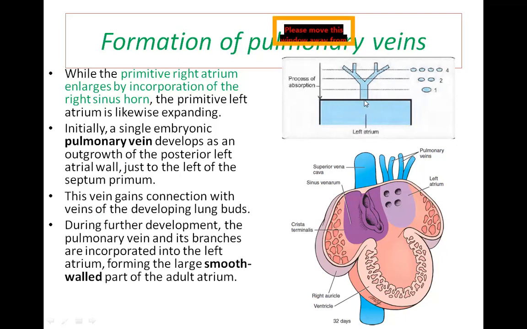So initially a single embryonic pulmonary vein develops as an outgrowth of the posterior left atrial wall just to left of the septum primum. Here, just to the left of the septum primum, a pulmonary vein comes. Now this vein gains connection with the developing lung part. Now with further sprouting of this, that is the process of angiogenesis, the pulmonary vein and its branches are incorporated into the left atrium, forming a large smooth-walled part of the adult left atrium.